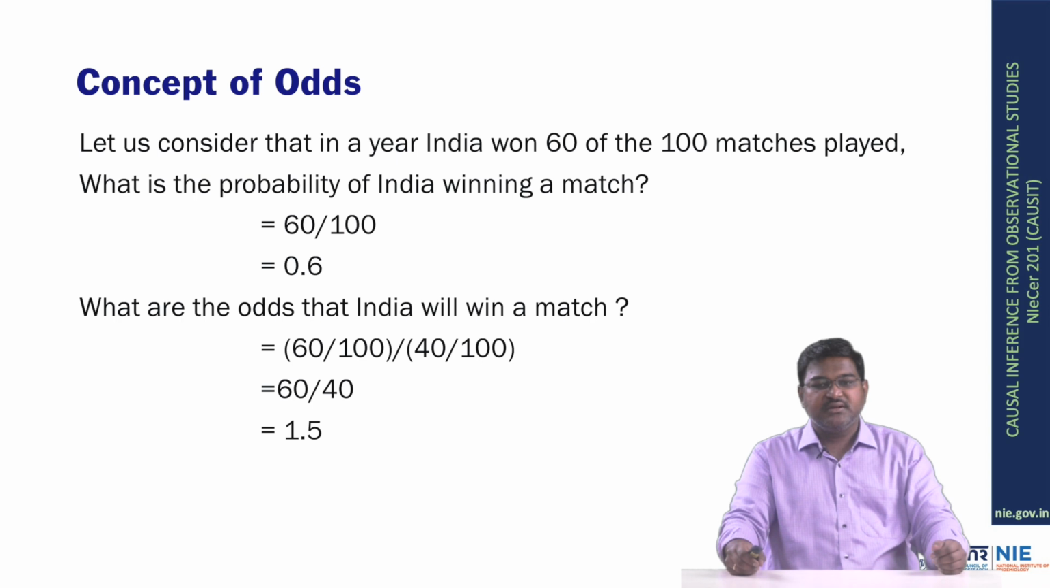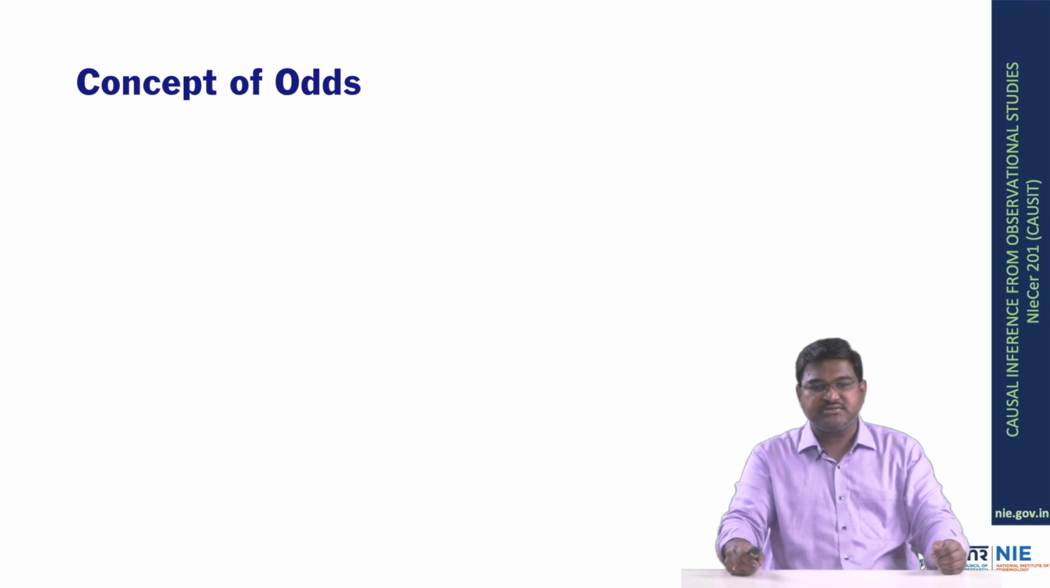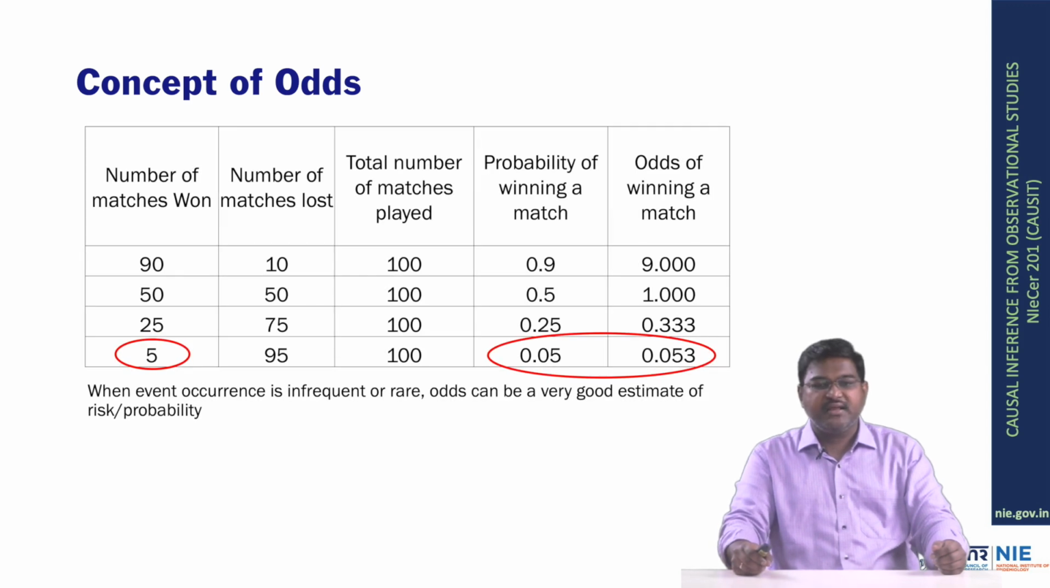So, odds is the probability of occurrence of an event divided by the probability of non-occurrence of an event, whereas probability is the number of successful events divided by the total number of events. Let us consider various scenarios where India has played 100 matches and won 90 of them. The probability of winning a match will be 0.9 and the odds of winning a match will be 9. Let us consider India won only 50 matches. In this scenario, the probability will be 0.5 whereas the odds will be 1.